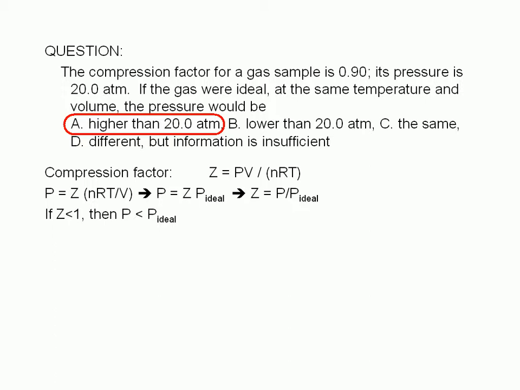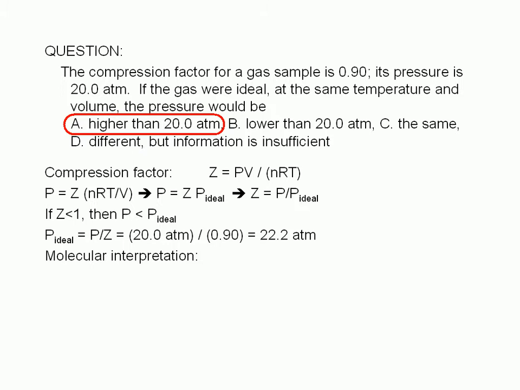In fact, we can calculate what the ideal pressure is, since Z is equal to P divided by the ideal P. We can calculate the ideal pressure by dividing the pressure by the compression factor. 20 atmospheres divided by 0.90 gives us 22.2 atmospheres, which is larger than 20 atmospheres.